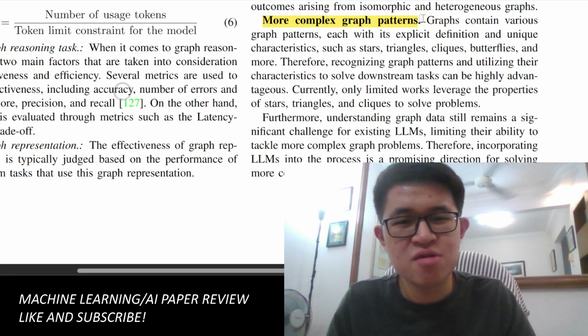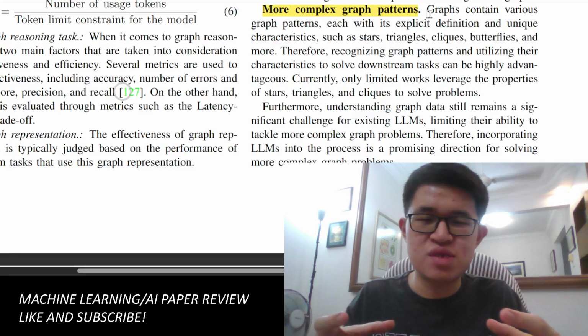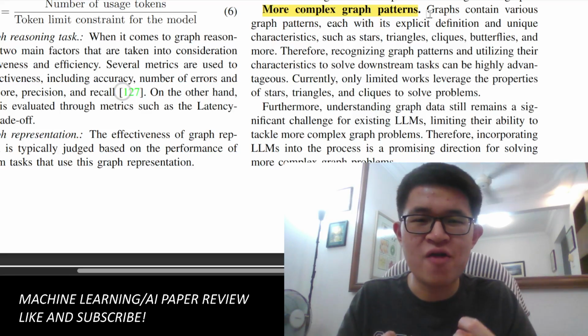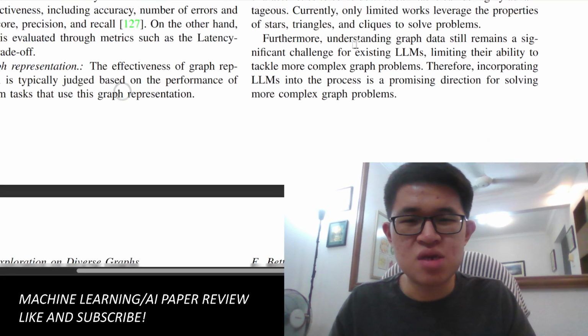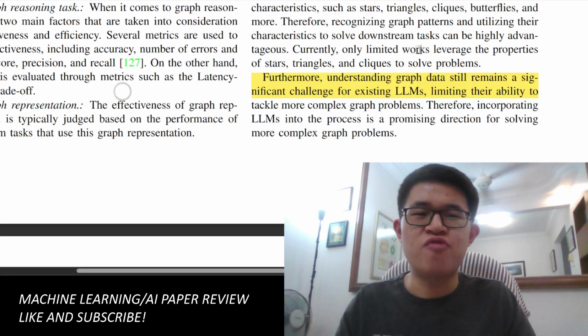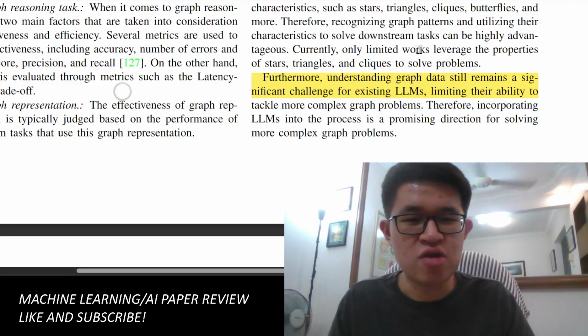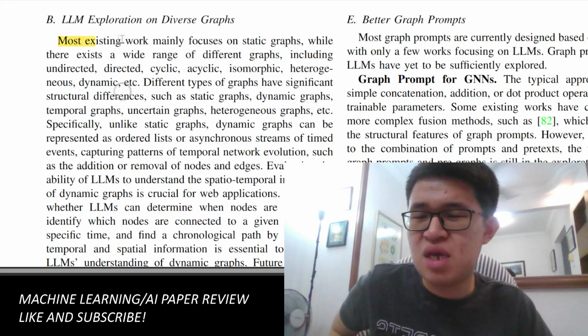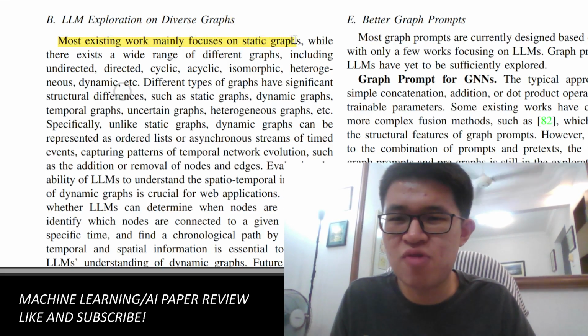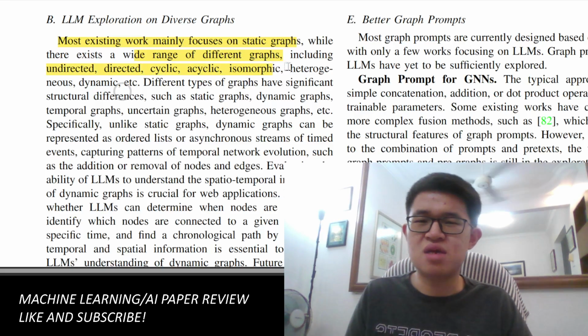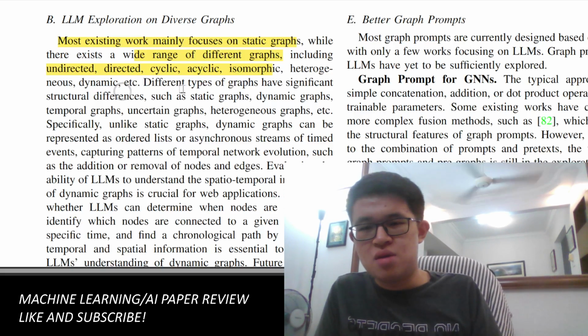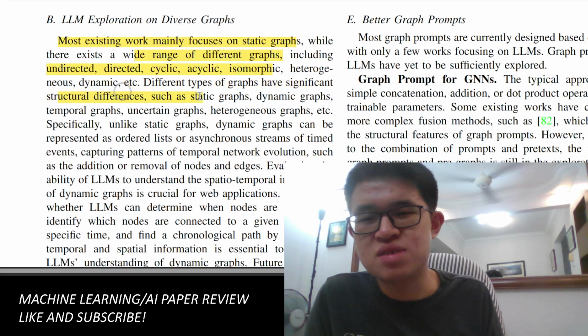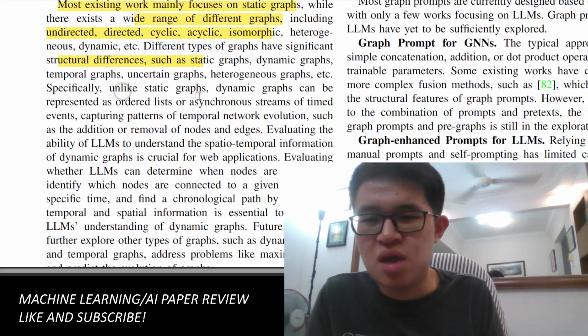and then more complex graph patterns. In graph theory there are a lot of different ways to create a graph, but trying to get the LLM to understand these different graph topologies is quite difficult, and that's another thing that needs to be solved. They say that most existing works focus on static graphs, but in reality there are many types of graphs, such as undirected, directed, cyclic, acyclic, isomorphic, heterogeneous, and dynamic. So there are a lot of differences: static graphs, dynamic graphs, temporal graphs, and so on.